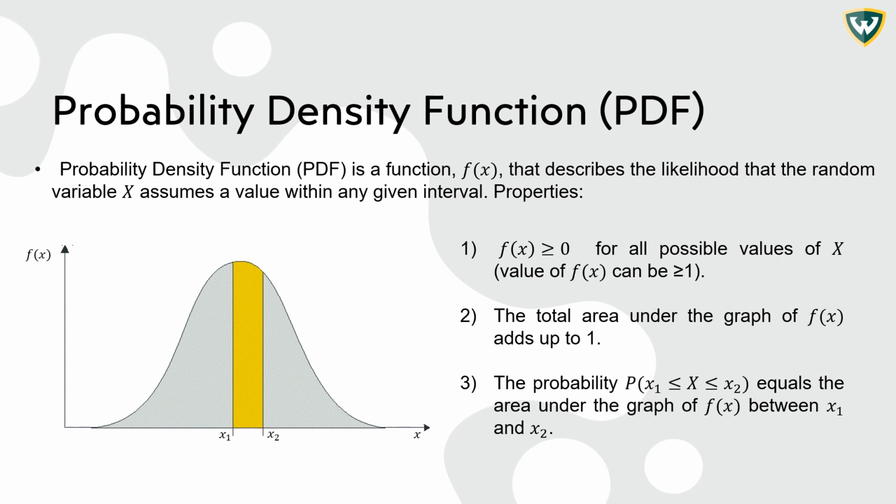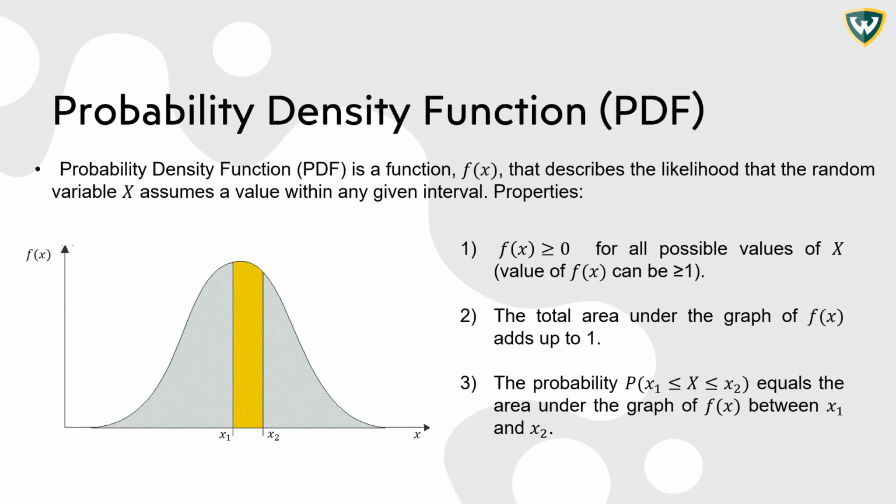Second, the total area under the curve of a PDF must equal 1. This property ensures that the total probability of all possible outcomes for the random variable is 1. Since the random variable can take any value in the range, the PDF is designed so that the area under the curve over the entire range is equal to 1, reflecting the certainty that the random variable will fall somewhere within the range.